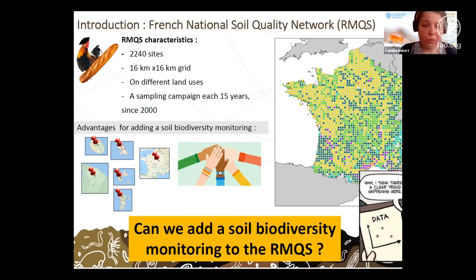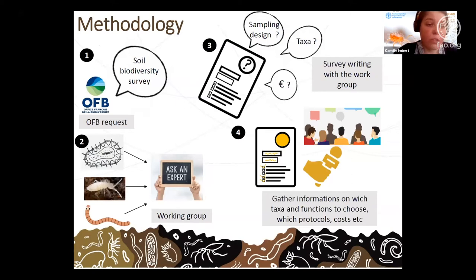So the question is, can we add a soil biodiversity monitoring to the RMQS? To answer this question, which is at first a request from the French Biodiversity Agency, we gathered a group of experts on soil biodiversity, from microorganisms to microfauna, and also on soil functions. With them, we wrote a survey to know which sample design to use, which taxa to follow, and what the costs of all this are. The same experts answered this survey. Like this, we gathered information, completed it with interviews, and validated it with plenary meetings.